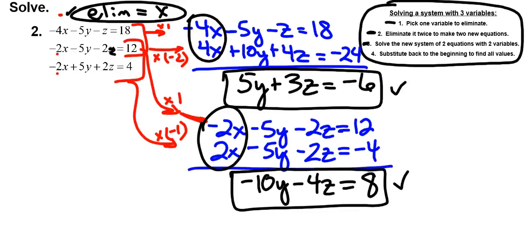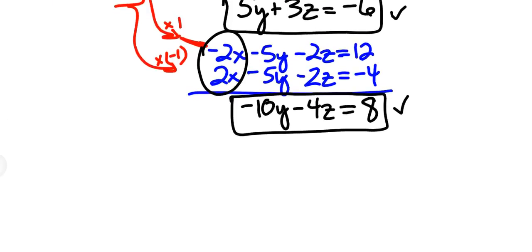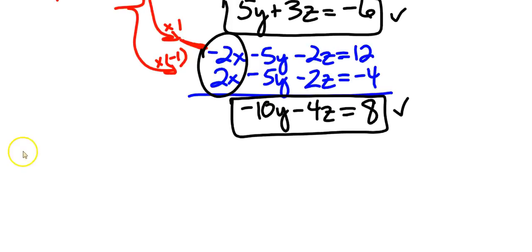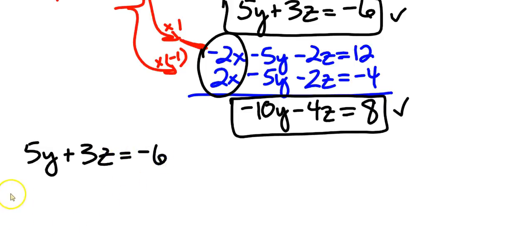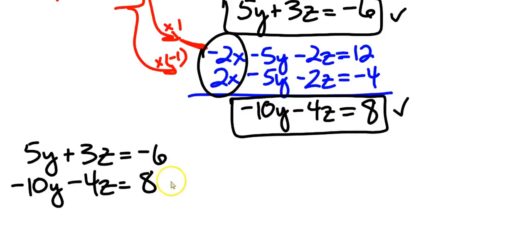So I am going to move my screen down just a little bit. And I'm going to take these two equations that we have, 5y plus 3z equals -6, and negative 10y minus 4z equals 8. And we will solve this system now using the techniques we've already looked at. Hopefully, as you see this one, it's kind of screaming out to me, and hopefully it is to you as well, that we need to probably go ahead and eliminate y's in this problem.